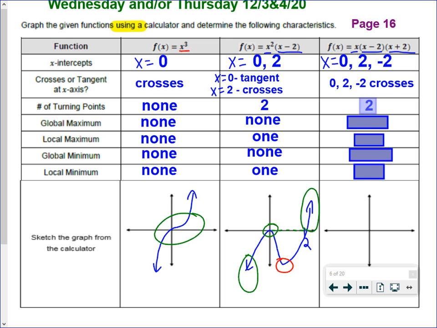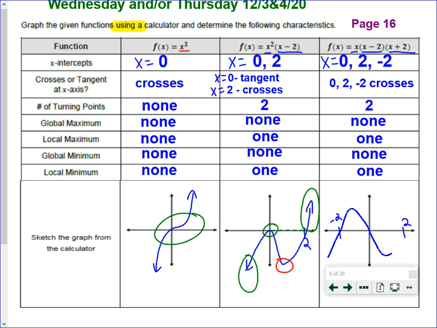How many turning points do we have? We also have 2. We don't have any global maximums. We have 1 local maximum. We have no global minimums. And we have 1 local minimum. So let's go ahead and graph it, see what it looks like. We have an x-intercept at negative 2, at 0 and 2. So we're going to go up through negative 2, through 0, and through 2. And that's what our graph will look like.